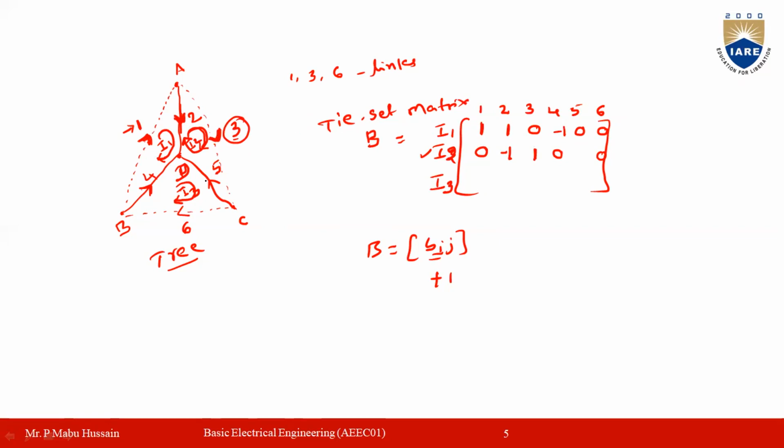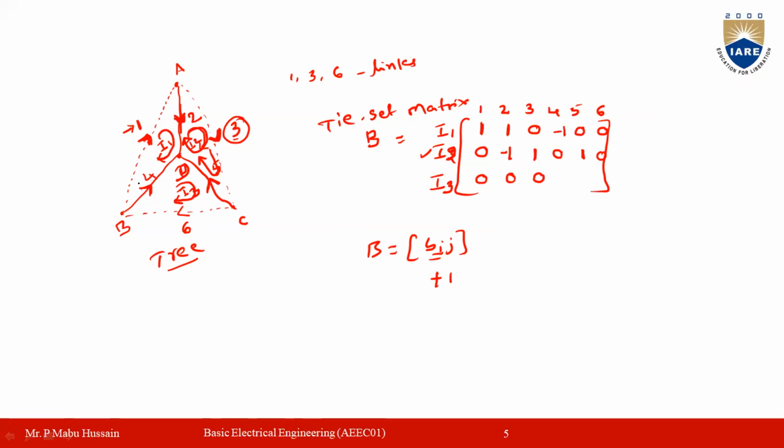And if you observe the fifth one, your assumed direction will be the same as the current flowing in the fifth branch, so that also is +1. Now you take the third loop, I3. Here in loop 3 you have the branches 4, 5 and 6, and branches 1, 2, 3 are not there in the third loop. So for 1, 2, 3 you will get zeros. Why? Because 1, 2, 3 branches are not there in loop 3.